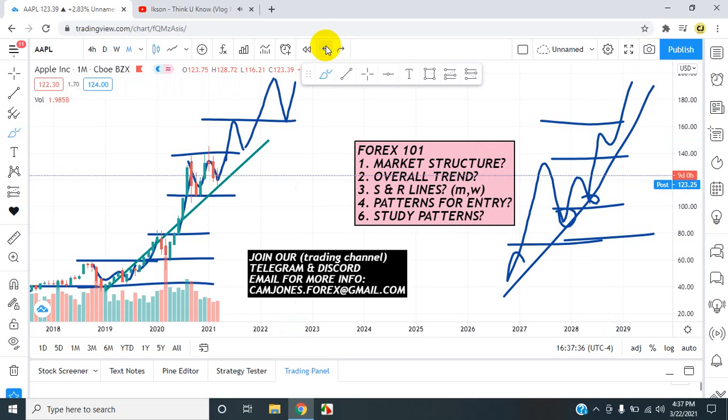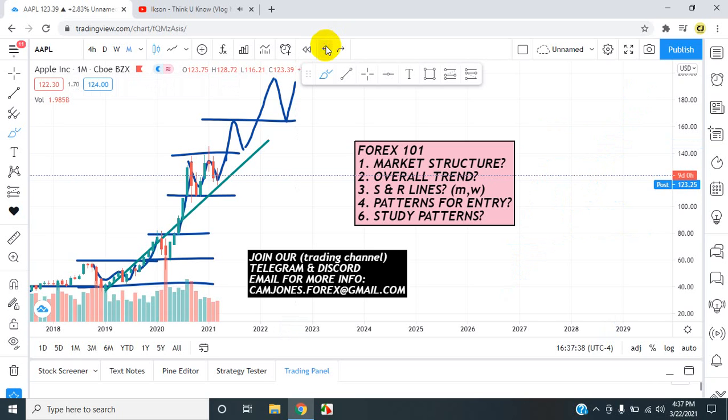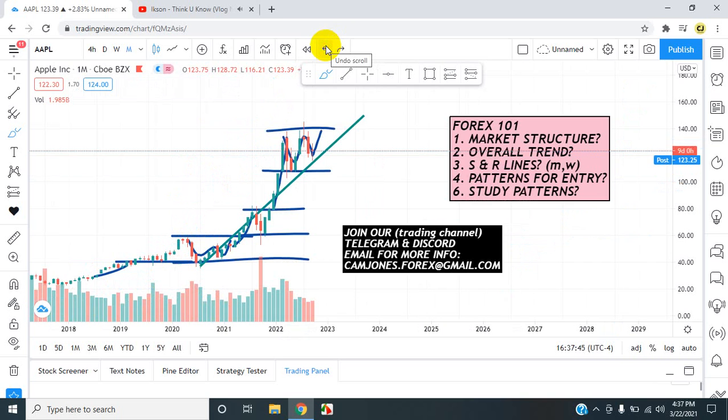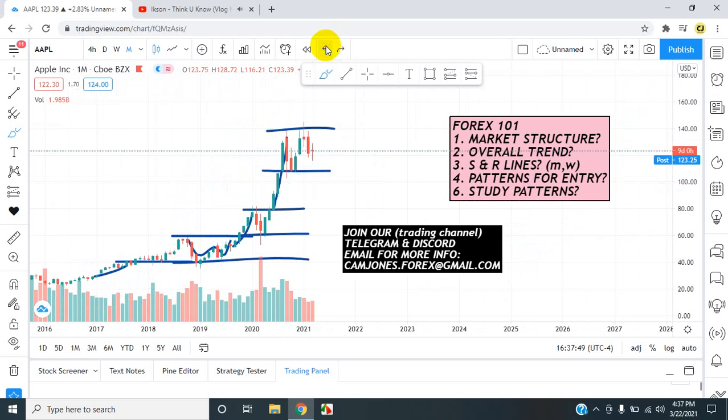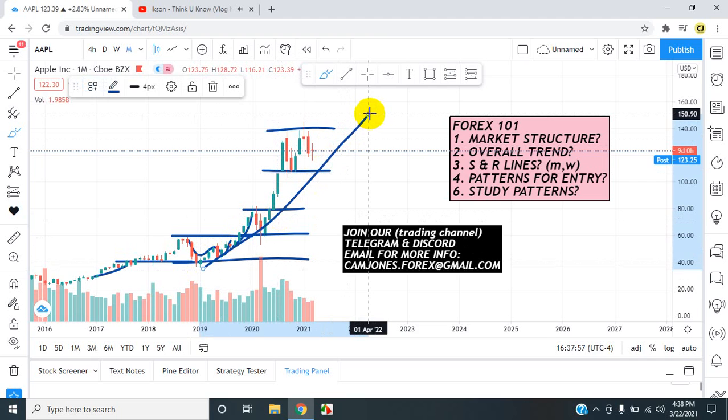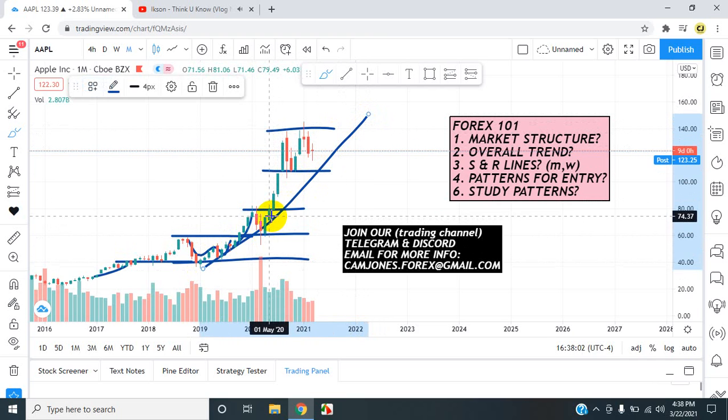So let's go back over to price action for AAPL, Apple stock. We're going to go back to price action. We're going to redraw our uptrend line. Let's say we're in an uptrend, which we are, and let's say market may turn around.